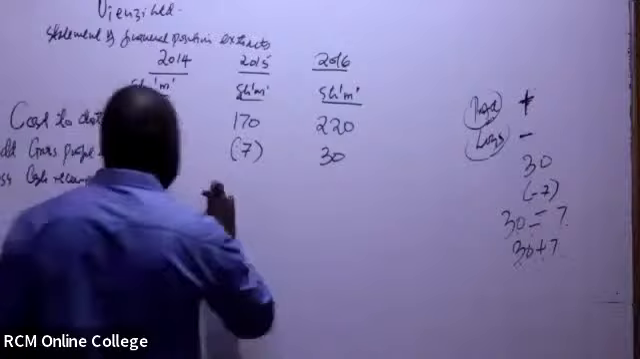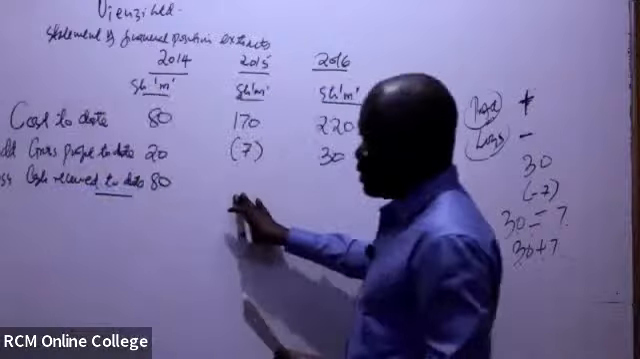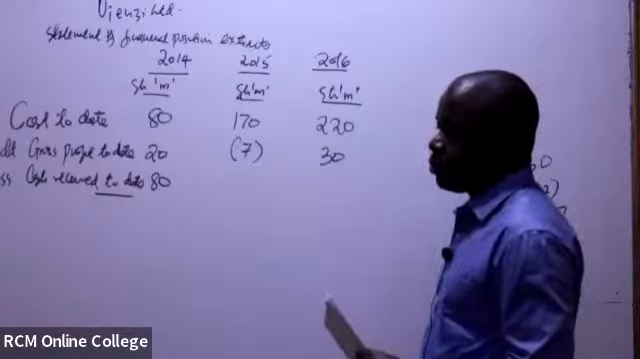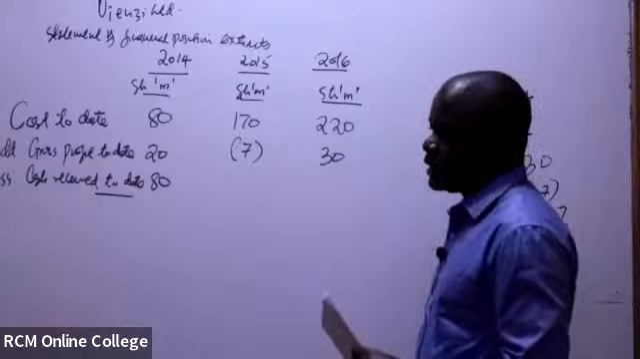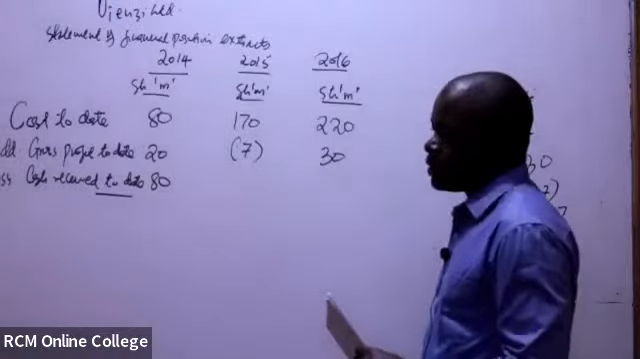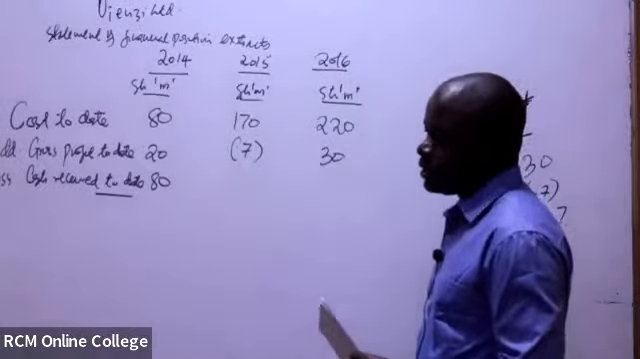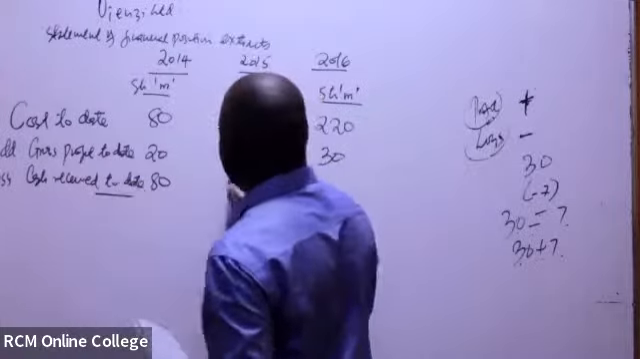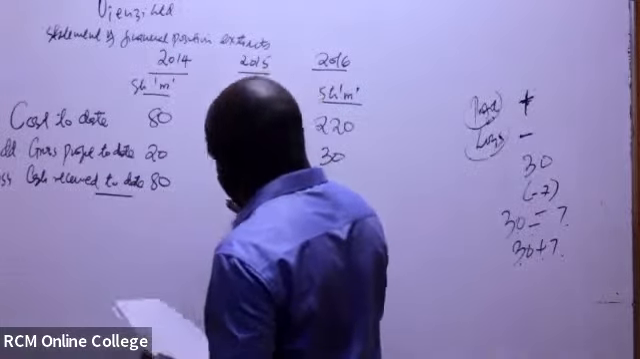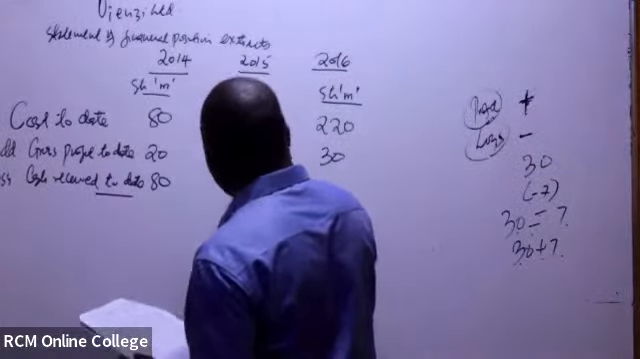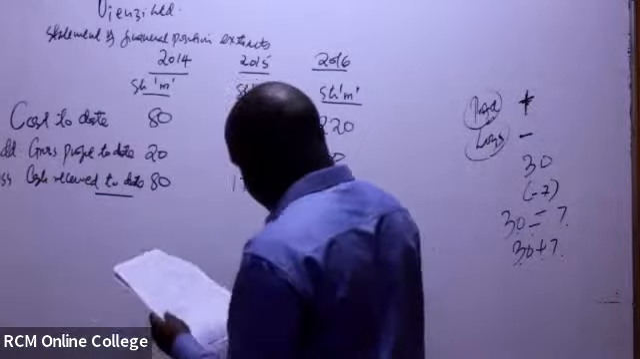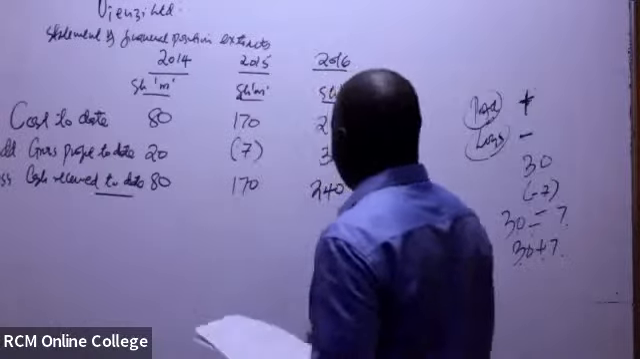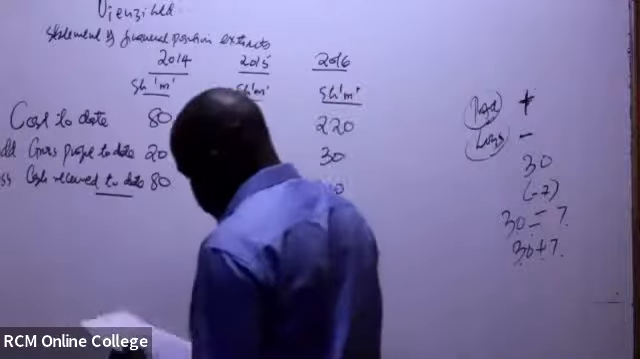Then in the second year, it will be 170. Do you know how we are getting 170? It will be 170 because it is to debt. So it is 80 plus what is in the second year in the question, which is 90. So it will likely be 170. Then in the final year, it will likely be 170 plus 70. It comes to 240.